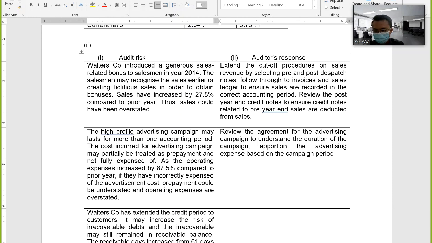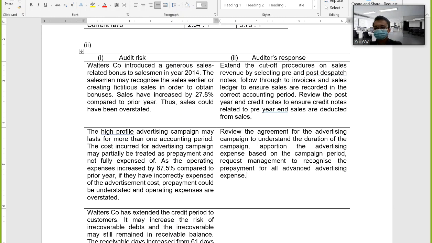Of course, you can write in your own words, no problem. Just want the meaning over there. You apportion the expenses based on the campaign period. Okay. Request management to recognize the prepayment for all advanced advertising expense. Those that they pay in advance, put under prepayment. Ask management to do it. That is your response. How you react.